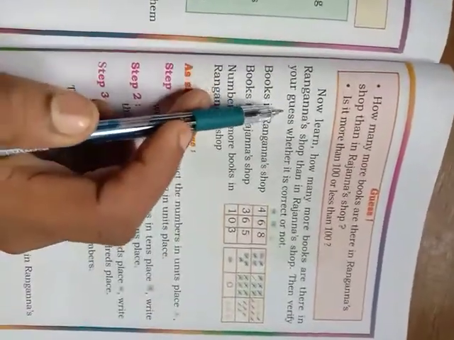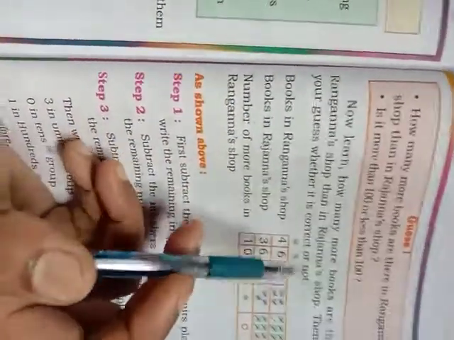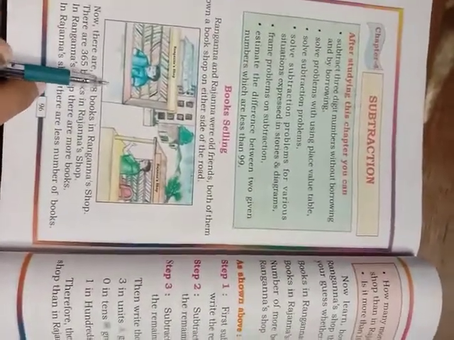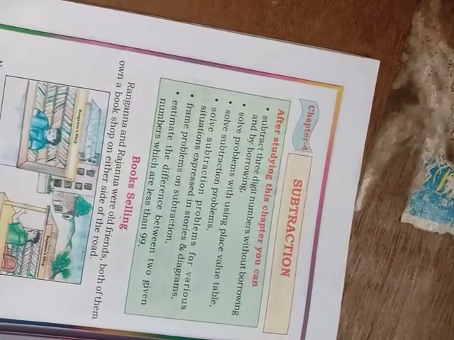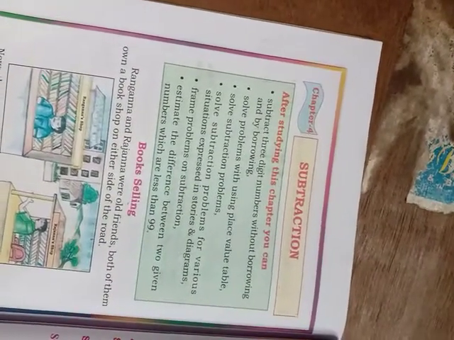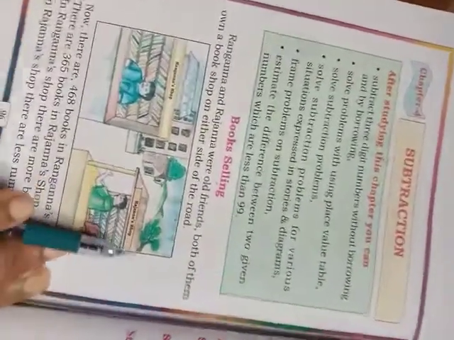Then verify your guess whether it is correct or not. See here, Ranganna and Rajanna are both best friends. They have a bookshop, but here Ranganna has 468 books, but Rajanna has 365 books. Children, 468 and 365. In these two numbers, which is the big number? 468 is the big number and 365 is the small number. Now we should find whose shop has more books. This will be subtraction.